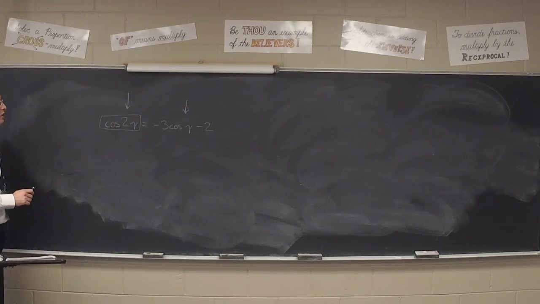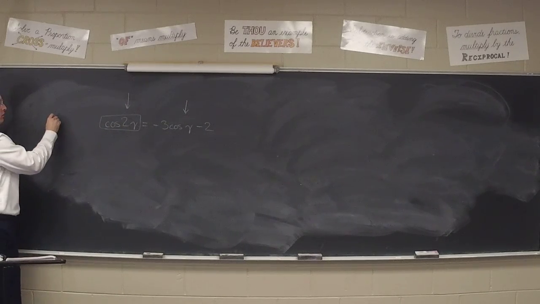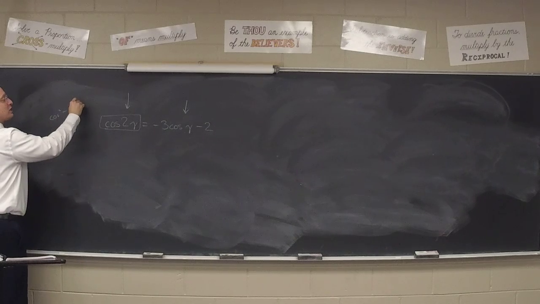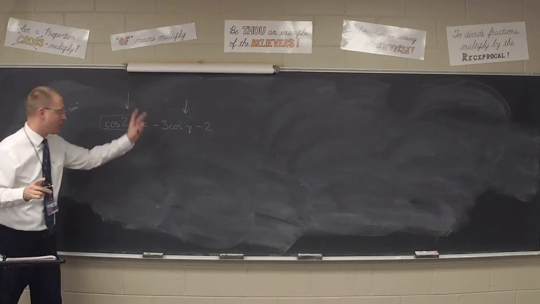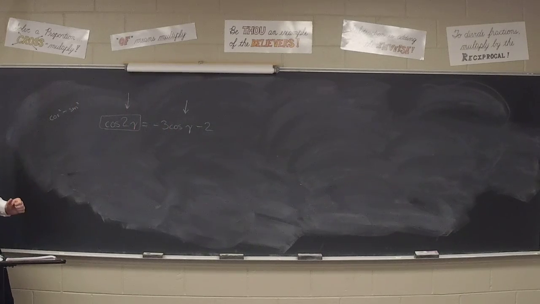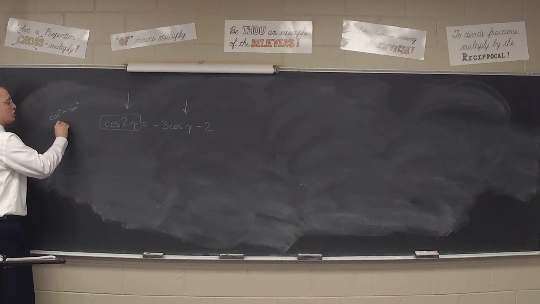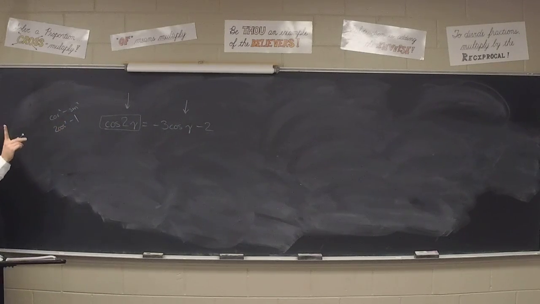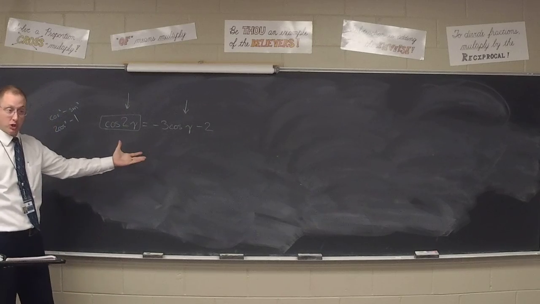What's one way to change out a cosine double angle? Cosine squared minus sine squared. But here's the problem. I would have a cosine squared and a sine squared and a cosine all at once. Okay, what's another way to change out the cosine 2 gamma? 2 cosine squared minus 1. Now notice, this would give me a cosine squared and a cosine to the first. That's just a complete quadratic.